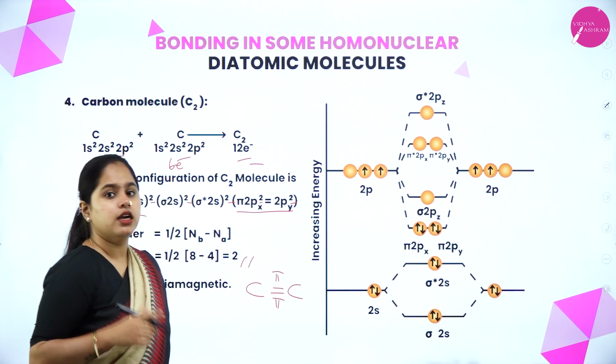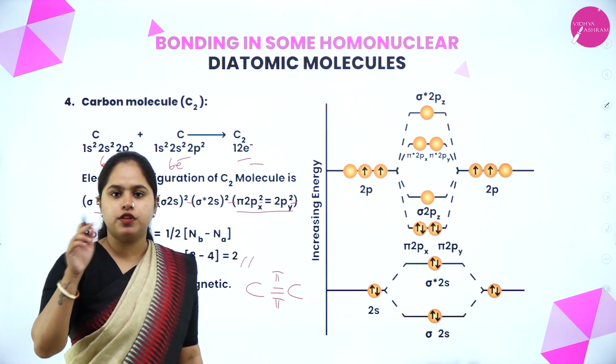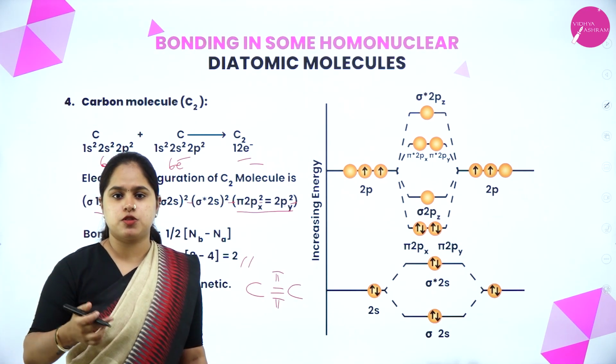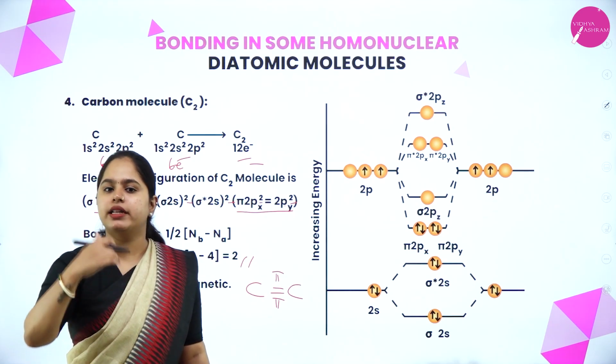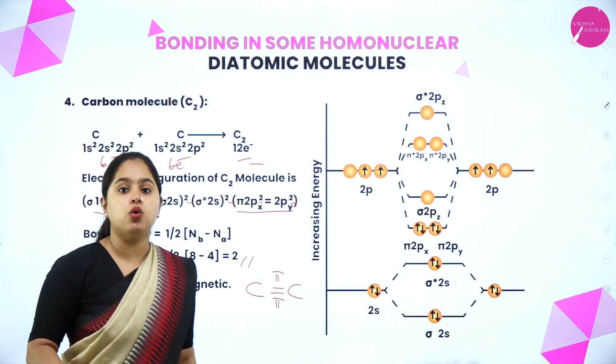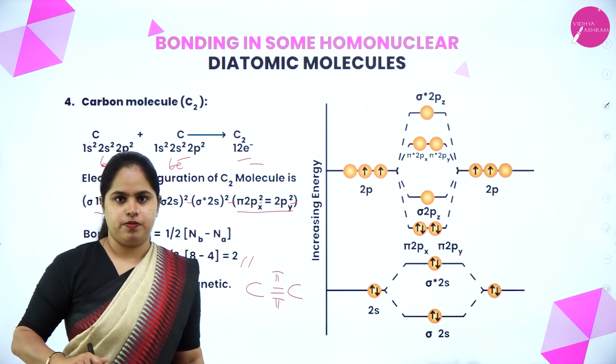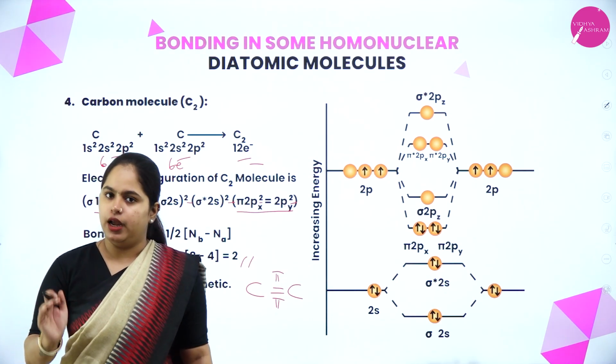Right. So what did we usually study? Out of the double bonds present, one will be sigma and the other will be pi. So in the case of C2, both are contributions of pi. Okay, that is, both are pi bonds. I hope it is clear.